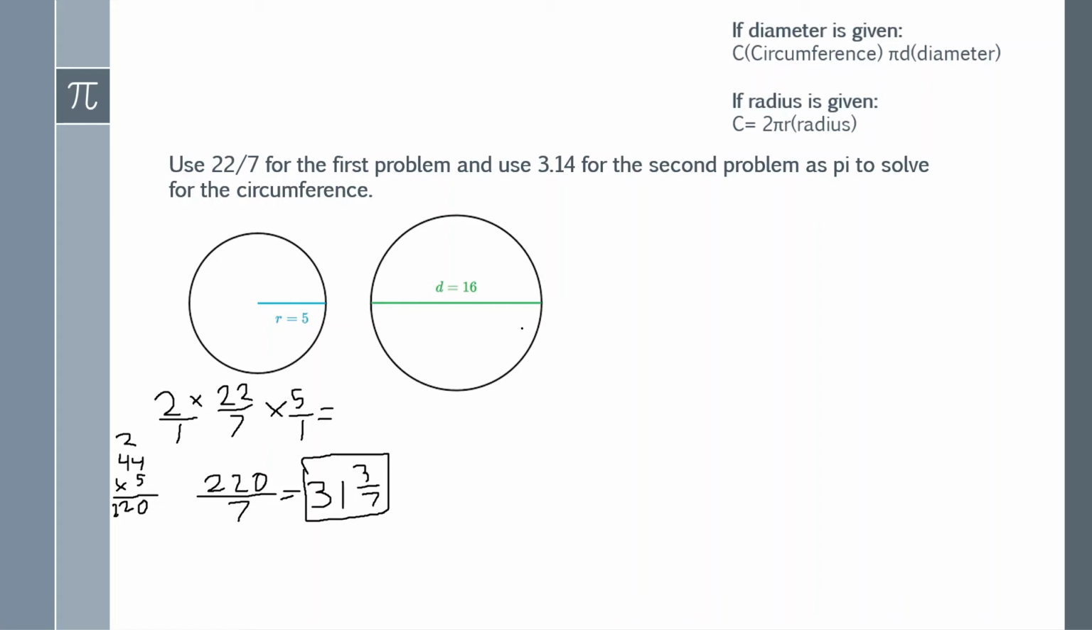Now the next one, d equals 16, we'll do the second one using 3.14. We know the diameter is given, so we'll do pi d, so it would be 3.14 times 16. So I'll just do it to the side here.